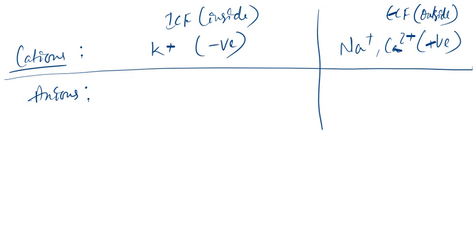Now the inside, that is the ICF, consists of which anions? ICF consists of which anions? That is phosphate and protein. Is protein positive or negative? It's negative, man. It's negative. And what are the anions outside? That is ECF. That is chloride.